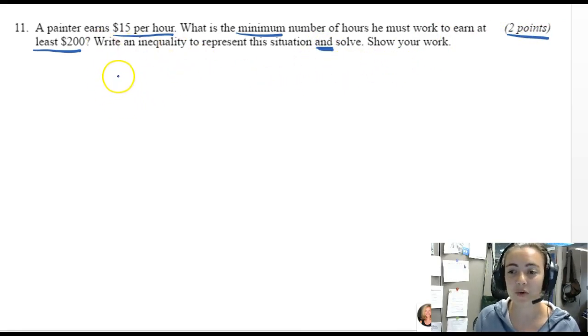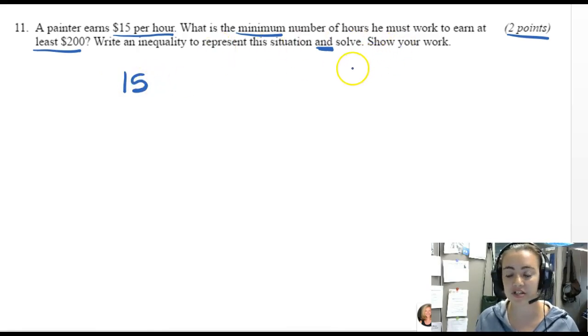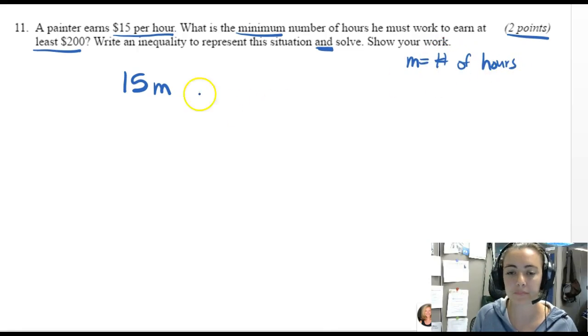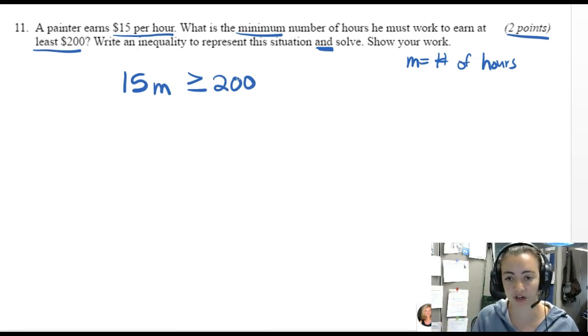So first to write it, you want to earn at least $200 working $15 an hour. So every hour you earn $15. It doesn't tell you what variable to use, so you can use any. Let's just use M. So we have 15M, where M is equal to the number of hours. We want to earn at least $200. So that means whatever we earn, we want that to be greater than or equal to 200. 200 is the smallest amount that we want to make sure we earn, but we would be okay with earning exactly 200. Now that we wrote the inequality, we have to solve it.